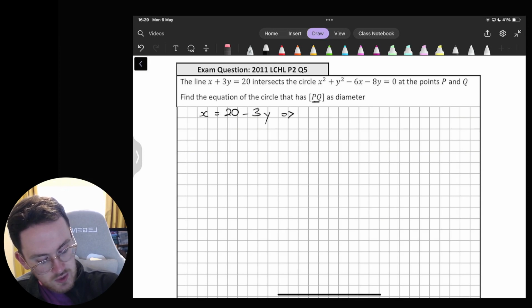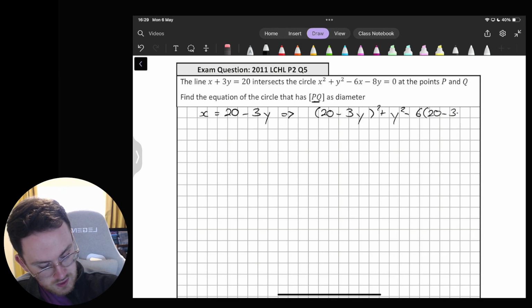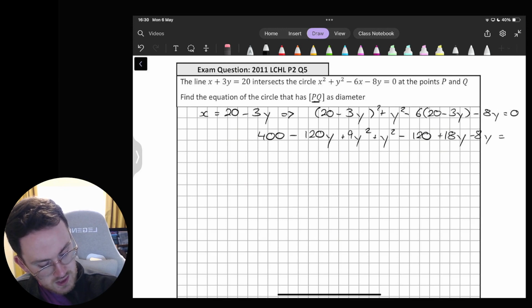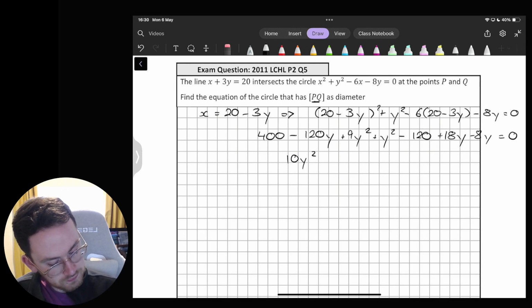Sub that into my equation of the circle then. So anywhere that I have x here, I'm going to replace with 20 minus 3y. Minus 6 by 20 minus 3y minus 8y equals 0. So that's going to give me 400 minus 120y plus 9y squared plus y squared minus 120 plus 18y minus 8y equals 0. So that's going to give me 10y squared altogether.